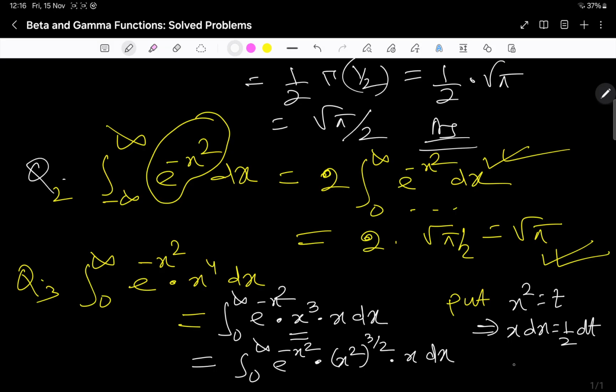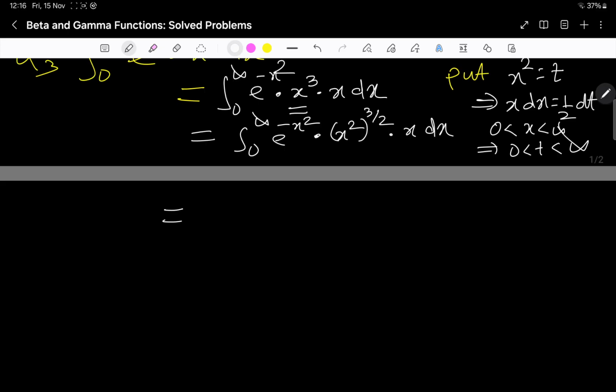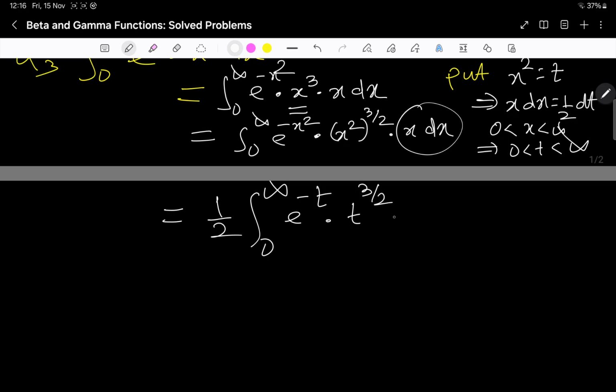Now we are ready to apply it. When x lies between 0 and infinity, the same thing, t lies between 0 and infinity. So therefore you will be able to write it. This is half x dx is half dt, from 0 to infinity, e to the power minus t, t to the power 3 by 2, half dt means dt. Now what I have told you: whatever the power is, this will be one more, gamma of 3 by 2 plus 1, isn't it?